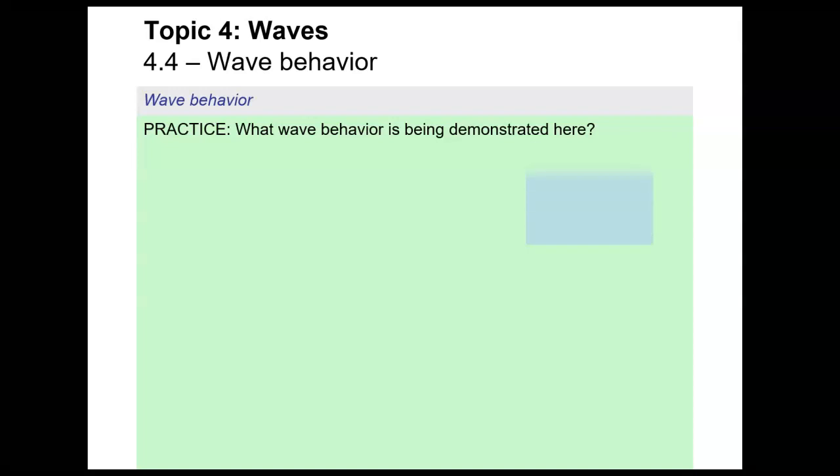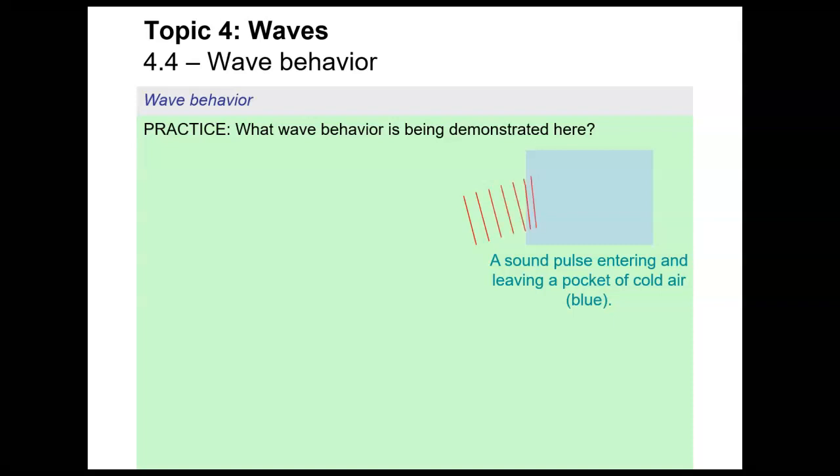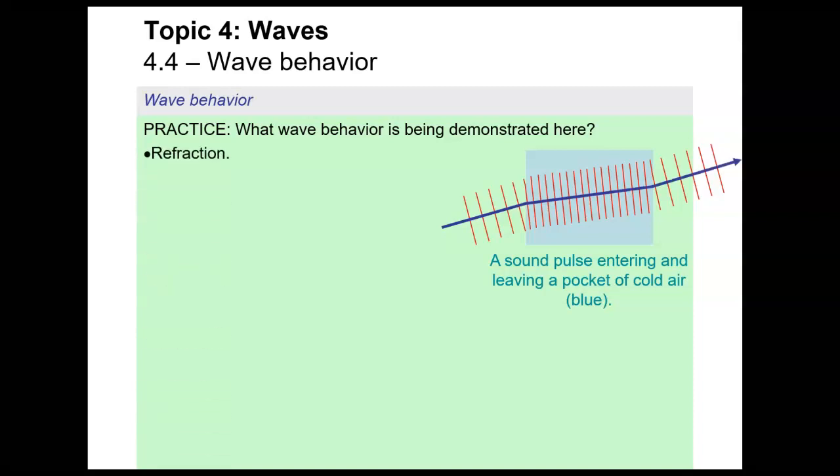What wave behavior is being demonstrated here? Okay, so watch the animation. Well, that's clearly refraction. We saw a wave hitting a boundary between two media and then slowing down and bending. That is refraction, not to be confused with diffraction, which we've been talking about.